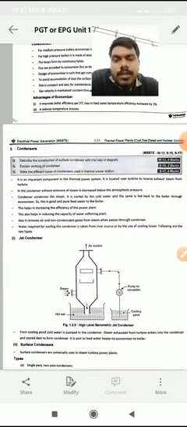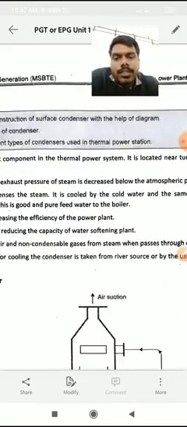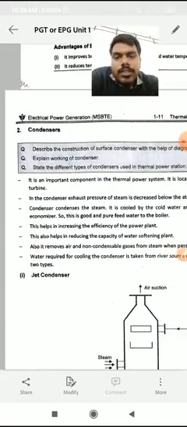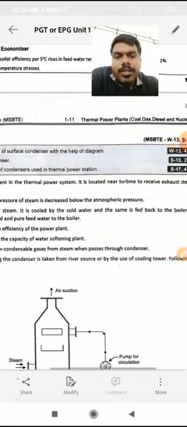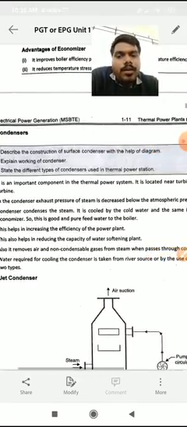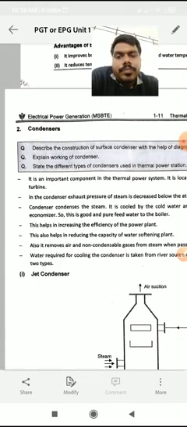Next one is the condenser. So what is a condenser? Condenser looks like this. It is an important part of the thermal power plant. It is located near the turbine to receive exhaust steam from the turbine. After the turbine, the steam comes to the condenser.